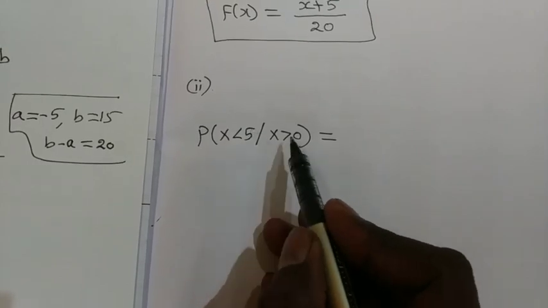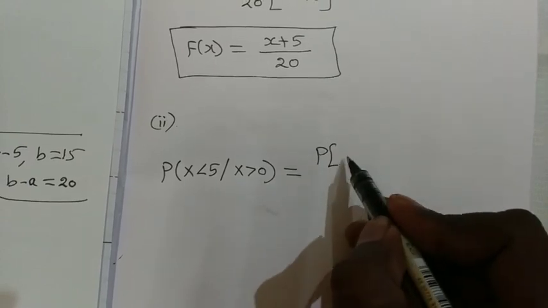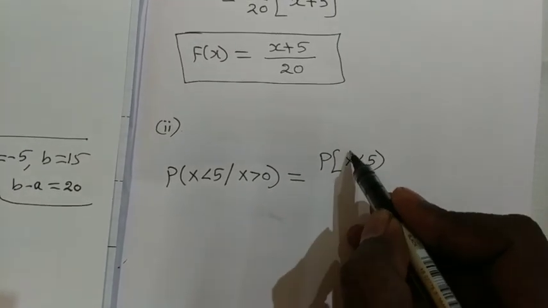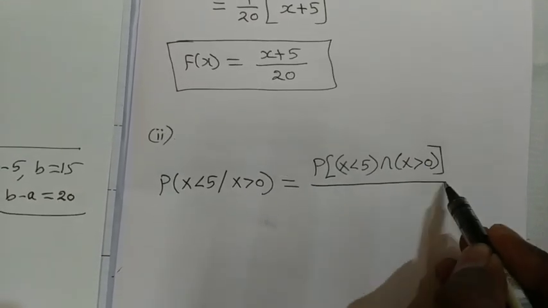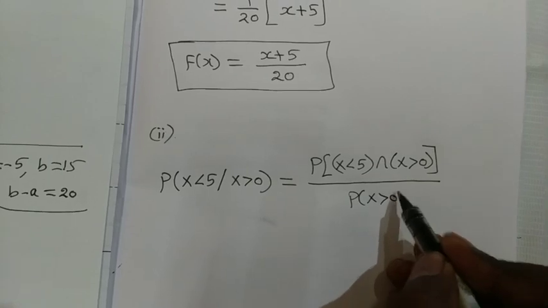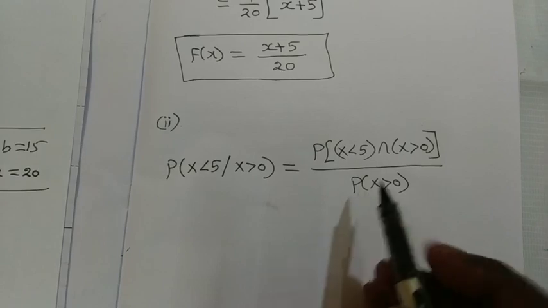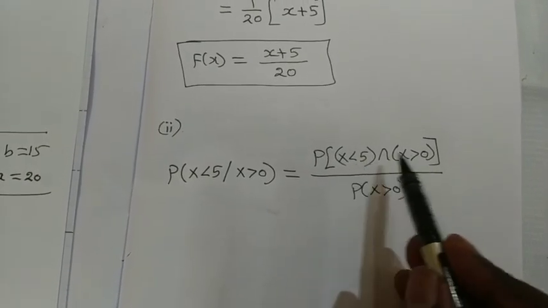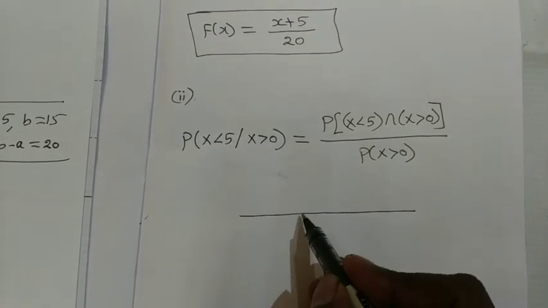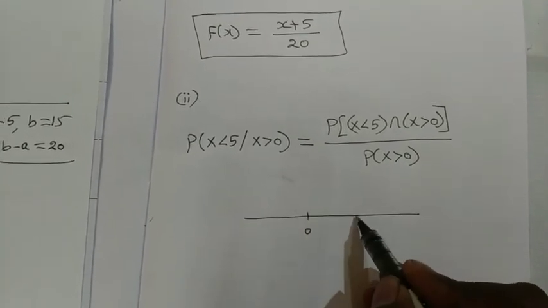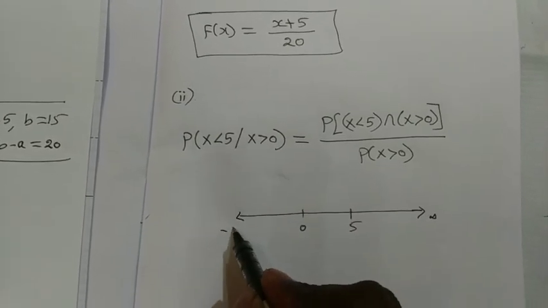Consider the entire first term as a and this as b. P of a given b is P of a intersection b divided by P of b. So this is the formula. Now I am going to find the numerator value. To find the numerator, it is the intersection of these two ranges. So I am going to draw the line. Here consider x equal to 0 maybe here, x equal to 5 is here. This is infinity, and this is minus infinity.